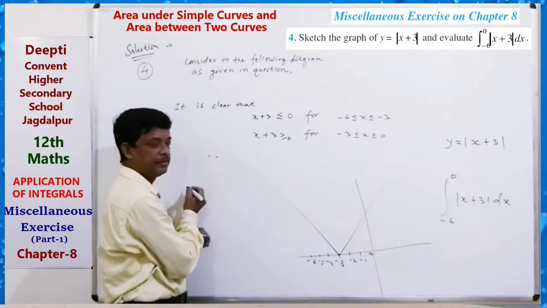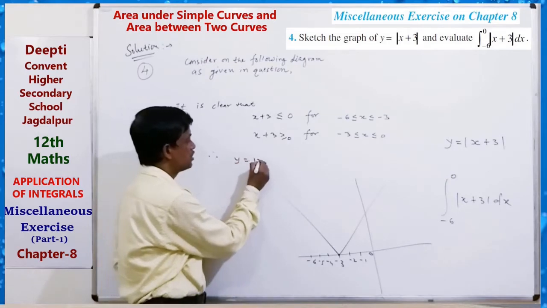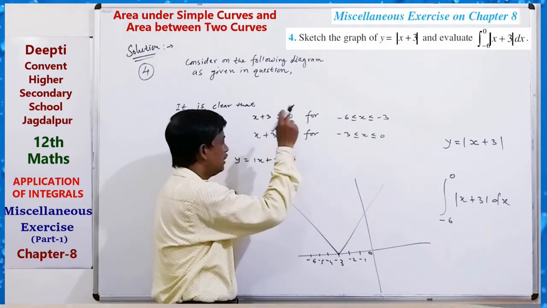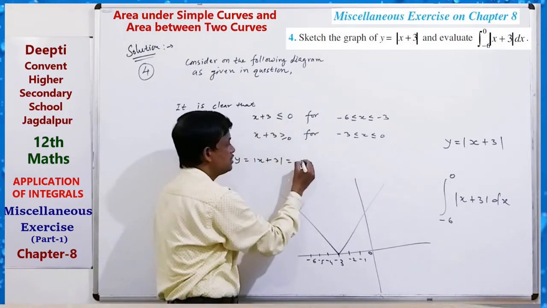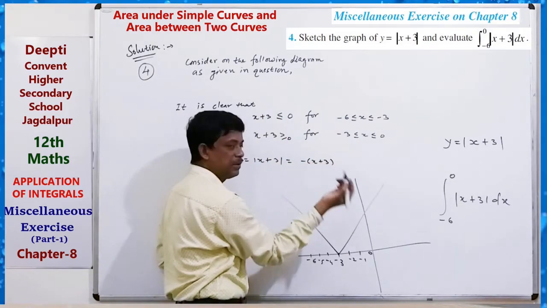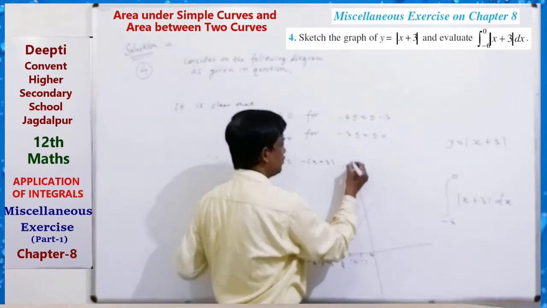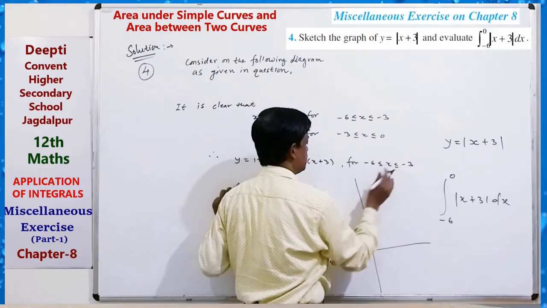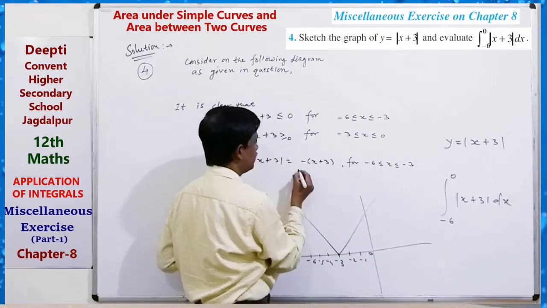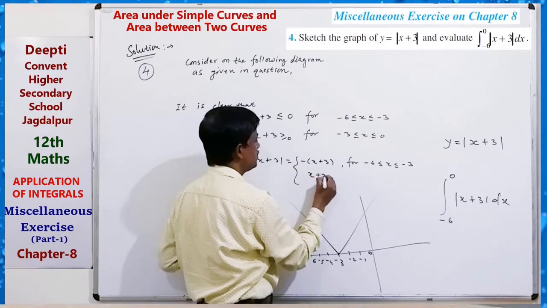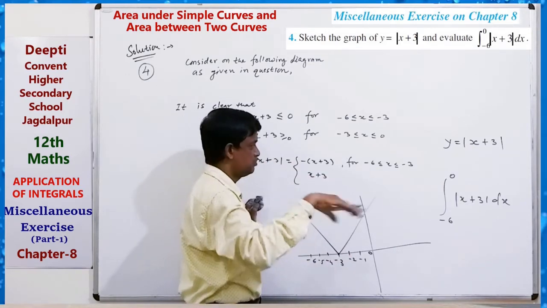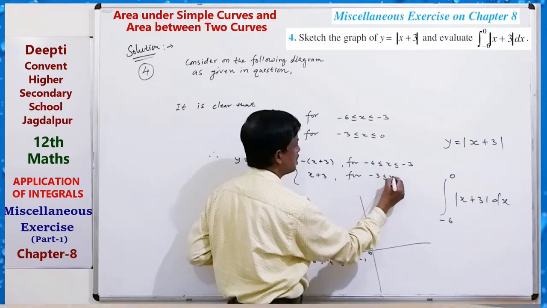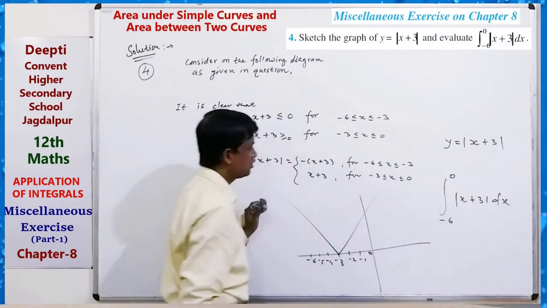Therefore, y equals mod x plus 3 equals, in this part negative, means -x plus 3, for making positive, for -6 is less than or equal to x is less than or equal to -3. And also x plus 3, because it's positive, and positive mod is breaking. So for what? -3 is less than or equal to x less than or equal to 0. So this is the breaking.